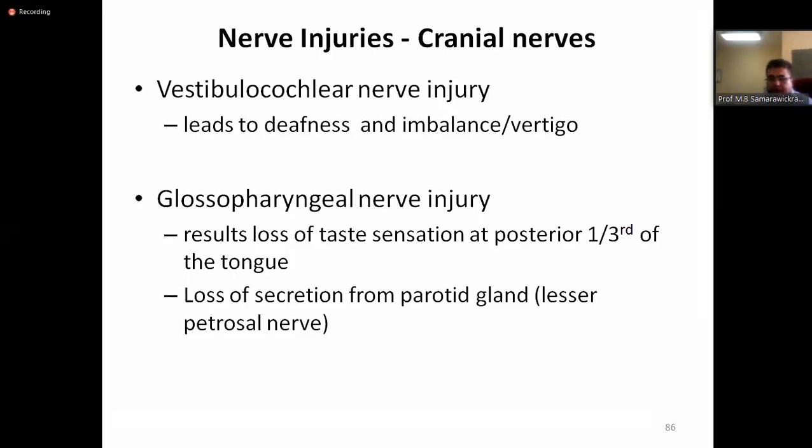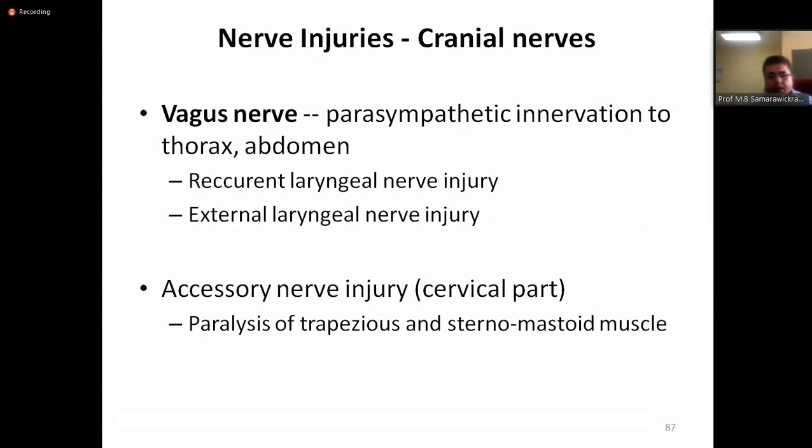Glossopharyngeal nerve injury results in loss of taste sensation at the posterior one-third of the tongue and loss of secretion from the parotid gland, because it is supplied by the glossopharyngeal nerve. Vagus nerve, you know, is parasympathetic to the thorax and abdomen. So loss of the parasympathetic effect affects your thoracic and abdominal organs. And there are two important branches of the vagus nerve, the recurrent laryngeal nerve and the external laryngeal nerve. These two nerves can be injured as individual branches.